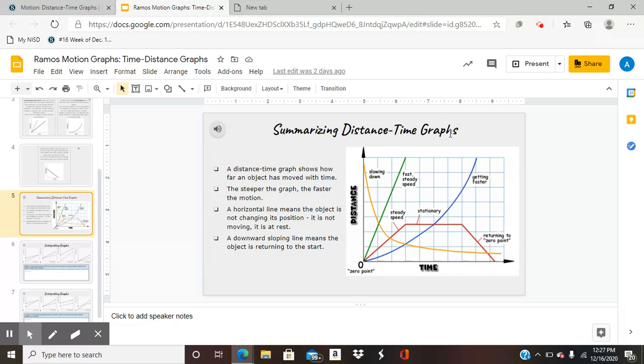Summarizing distance-time graphs. So we're going to start to summarize, and you can see here in this graph, which is very interesting because it shows you how it's slowing down, if you have a steady speed, stationary, returning to zero points, if it's getting faster, fast, steady speed. So this is just summarizing everything.